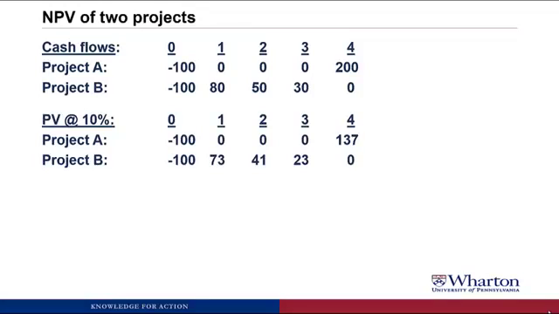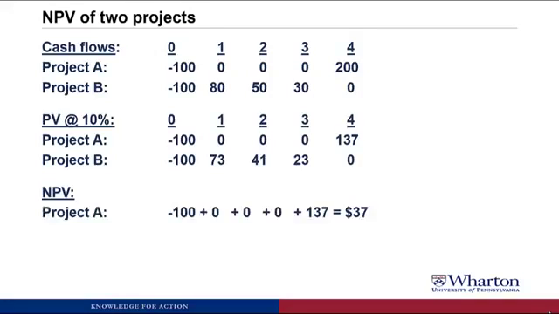Now that we have all of the cash flows in today's dollars, so we remove the effect of inflation or interest or discounting, now we can just add them up. So the net present value for project A is we pay $100 out. We get the equivalent of $137 of today's dollars back 4 years from now, which is a net present value of $37.